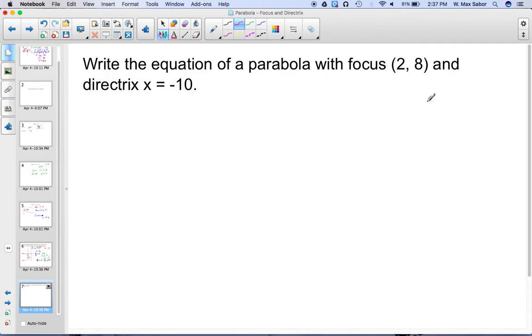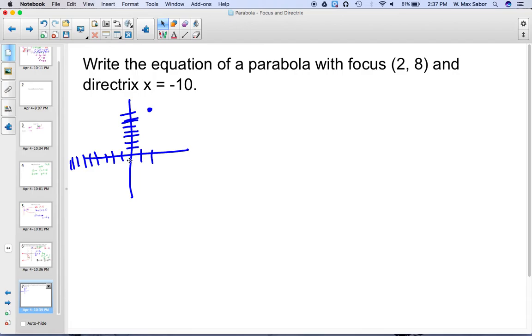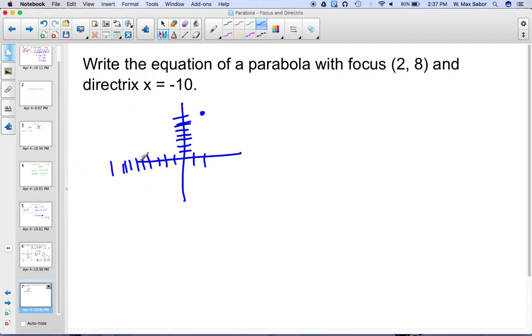Write the equation of a parabola with focus (2, 8) and directrix x equals -10. For me, it helps to visualize these things. So if I graph it, 1, 2, 3, 4, 5, 6, 7, 8. And the directrix is at 1, 2, 3, 4, 5, 6, 7, 8, 9, 10. I need to make more space. Don't you wish you could do that on your paper?